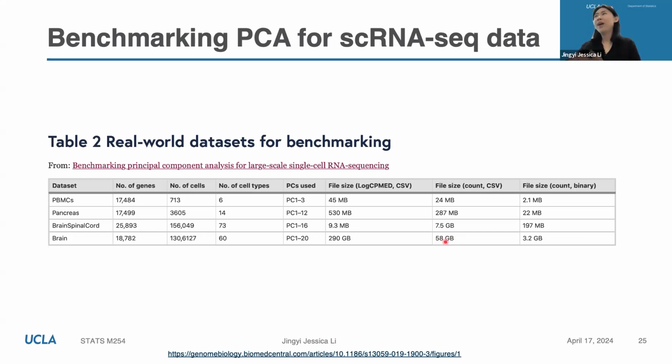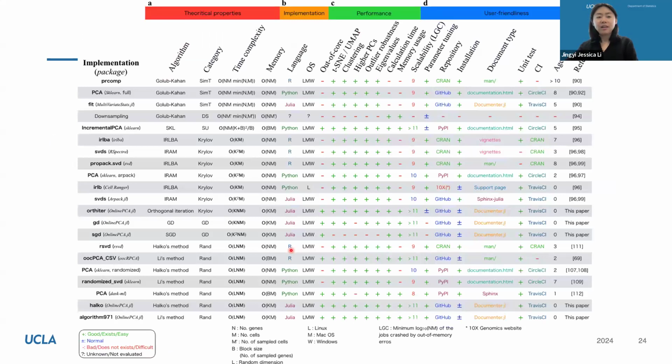Because our laptop's RAM may be less than that, right? Even with 64 gigabytes of RAM, you don't want to use it just for the PCA calculation. So that's why for such data, we need efficient PCA algorithms for memory and computational time. That's why in this paper, you see how many algorithms there are.